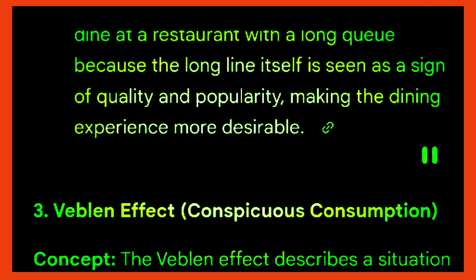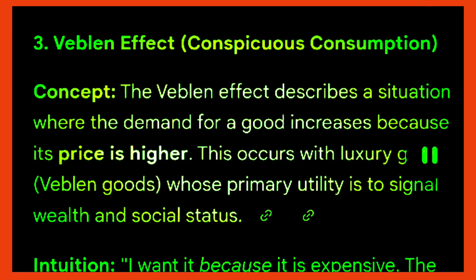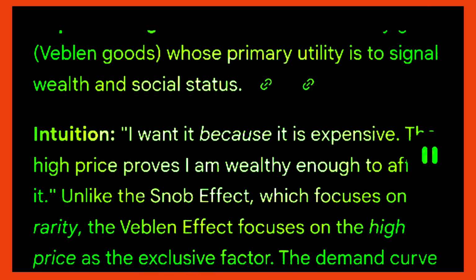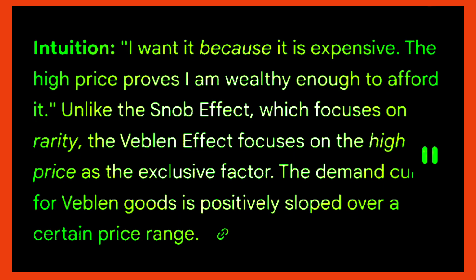3. Veblen effect, conspicuous consumption. Concept: The Veblen effect describes a situation where the demand for a good increases because its price is higher. This occurs with luxury goods, Veblen goods, whose primary utility is to signal wealth and social status. Intuition: I want it because it is expensive. The high price proves I am wealthy enough to afford it. Unlike the snob effect, which focuses on rarity, the Veblen effect focuses on the high price as the exclusive factor. The demand curve for Veblen goods is positively sloped over a certain price range.